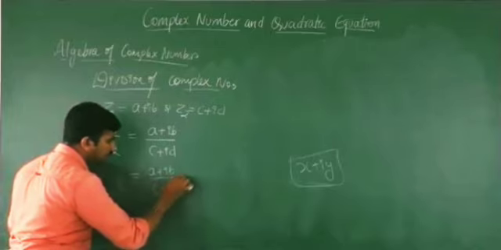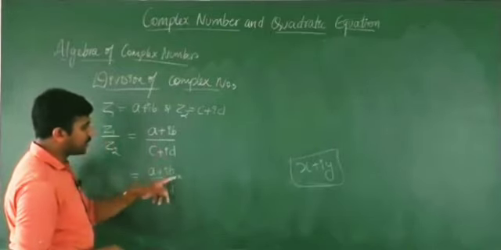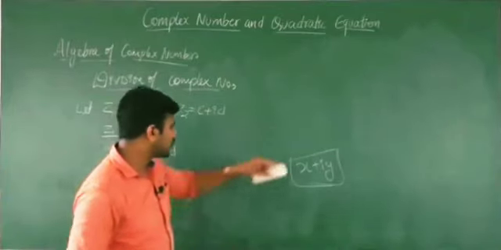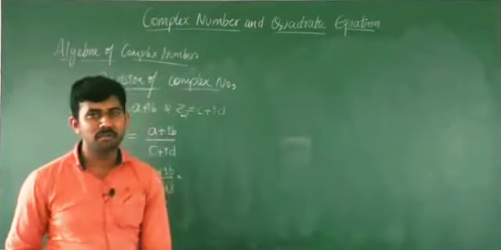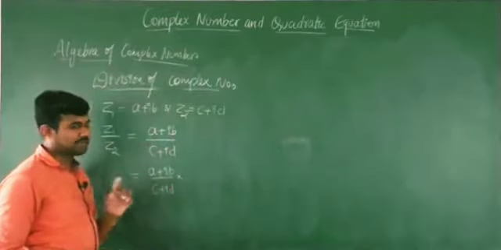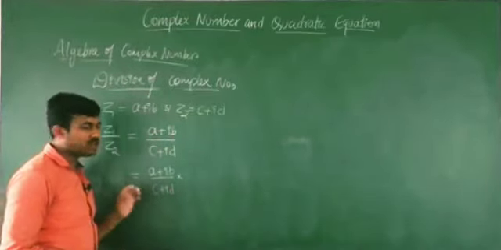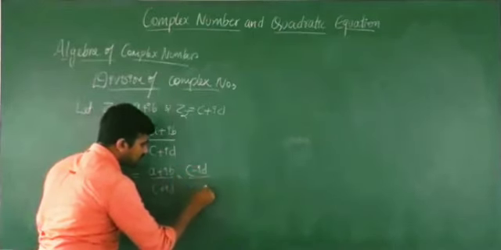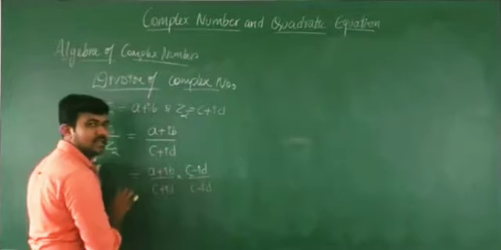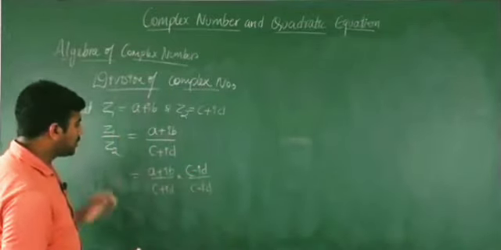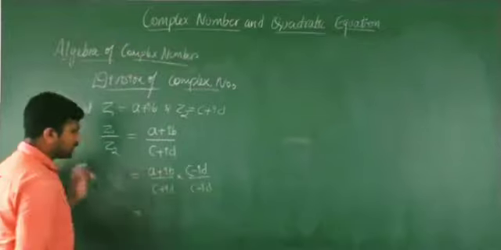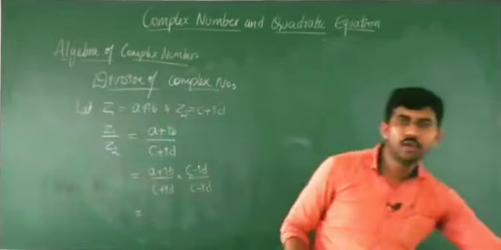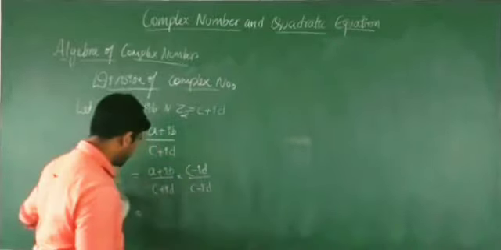I will multiply and divide this complex number by the conjugate of the denominator. So what is the denominator of the complex number we have here? c plus id. Now what is the conjugate of that? c minus id. So without affecting the result, multiply and divide by the same. In the next step, multiply the numerators together and denominators together.